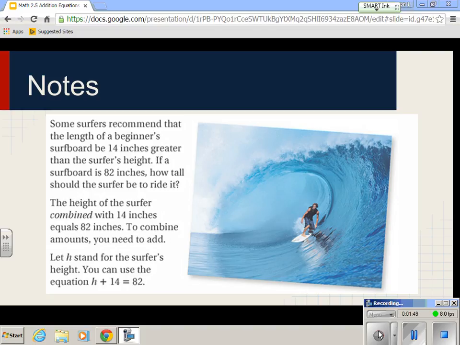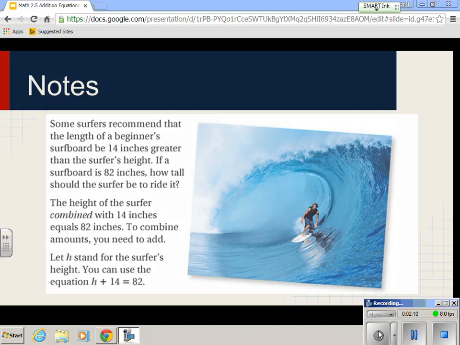So let's look at this scenario. It says some surfers recommend that the length of a beginner's surfboard be 14 inches longer than their height. That's interesting. I don't even know how tall I am in inches. Well, if a surfboard is 82 inches, how tall should the surfer be to ride it?